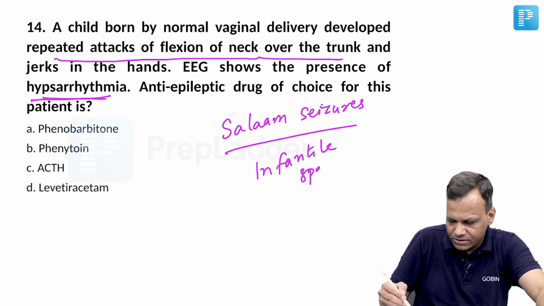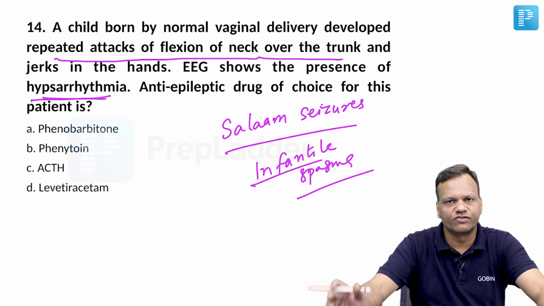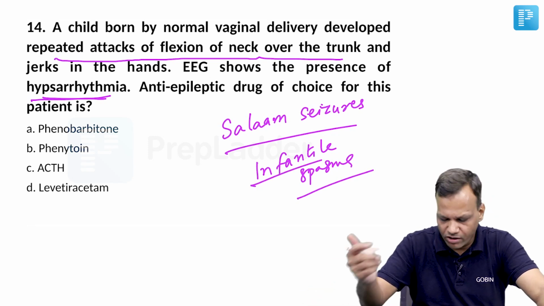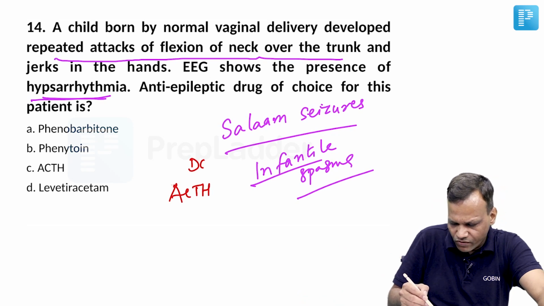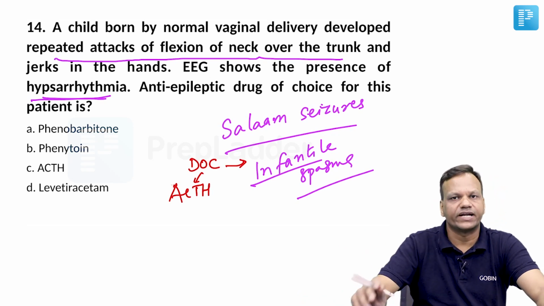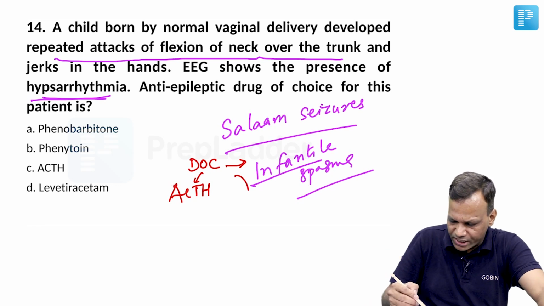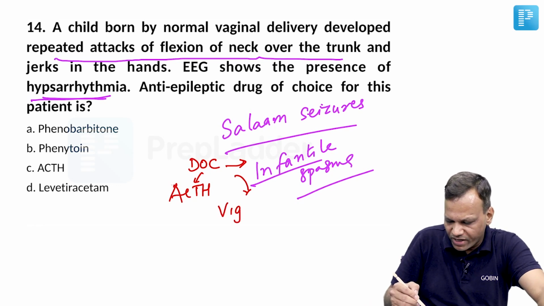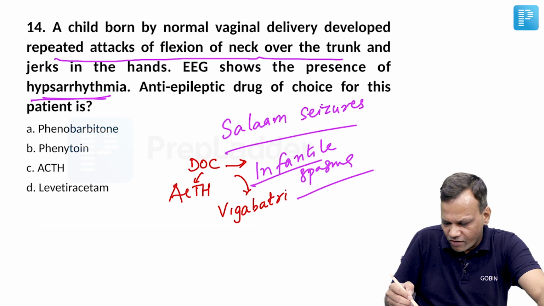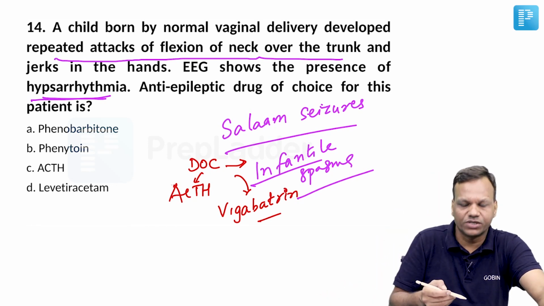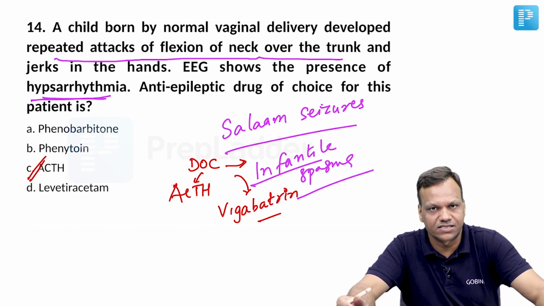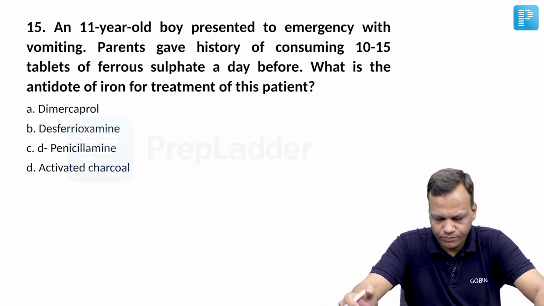Infantile spasms. So which drug is the drug of choice for infantile spasms? You are all aware of it. Yes, ACTH is the drug of choice for salaam seizures, infantile spasms. The second drug we can use is vigabatrin. Vigabatrin can be used, but the drug of choice is ACTH. So there is no confusion, only one option is given, ACTH, that is the answer. Okay, moving to the next question.